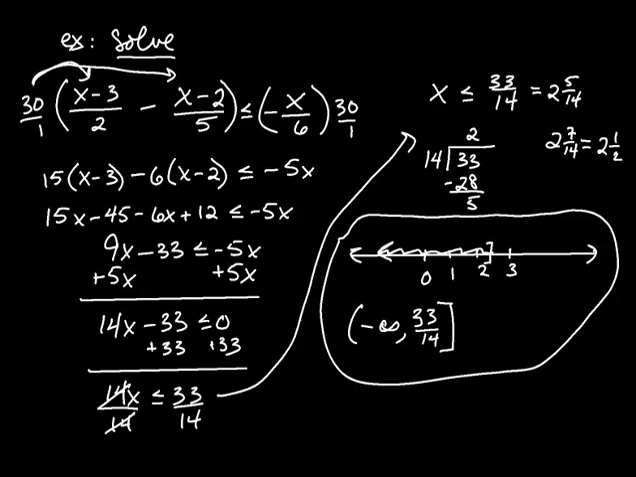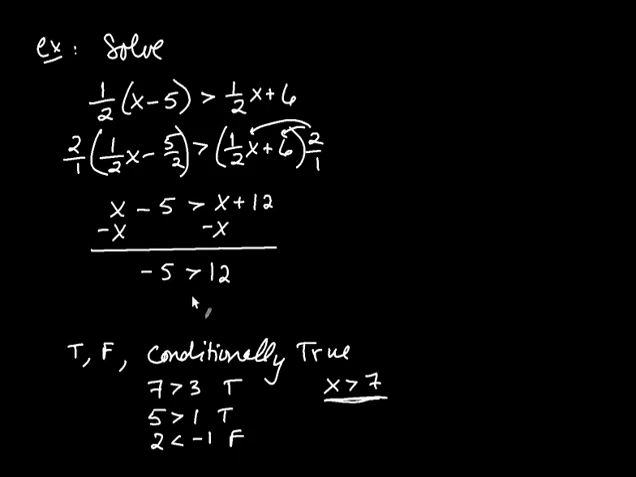Let's go back to our problem now, our last problem. So this is conditionally true, these are true, and this is false. So let me ask you, is this statement true, false, or conditionally true? Well, it's false, right? Negative 5 is not greater than 12. So this statement right here is flat out false.